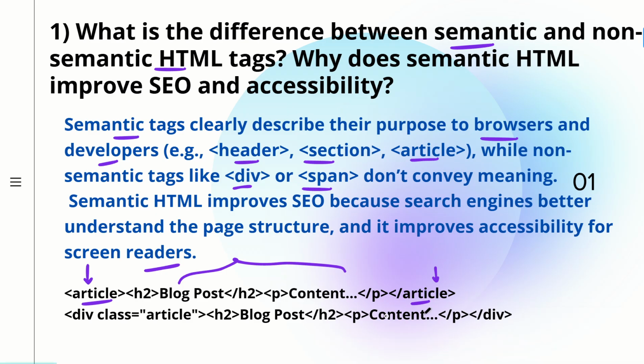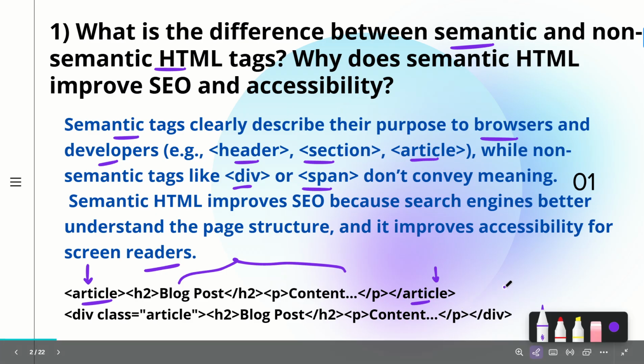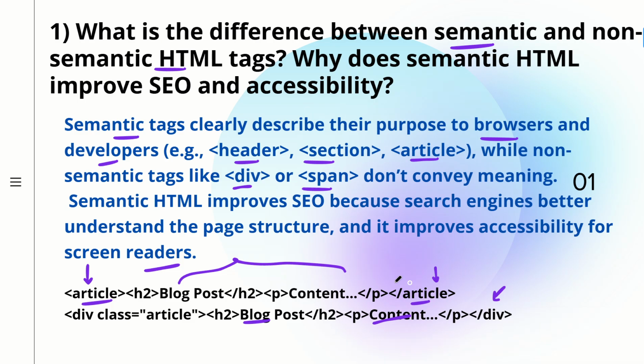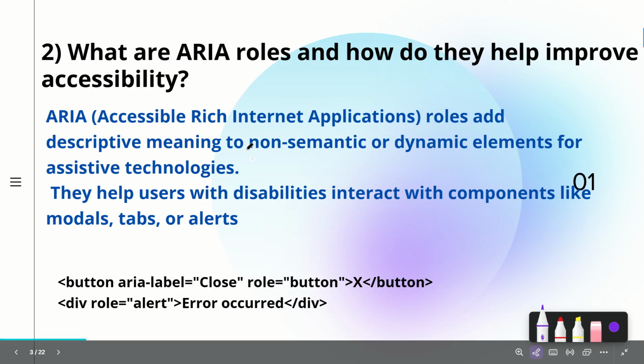So that is article. Whereas if we make use of div, then this does not give us any information that this is some content related to a blog, or what kind of content it is. So this is an example of a non-semantic HTML tag, and article, section, header, aside, footer are examples of semantic HTML tags. Now let's go to the second question.